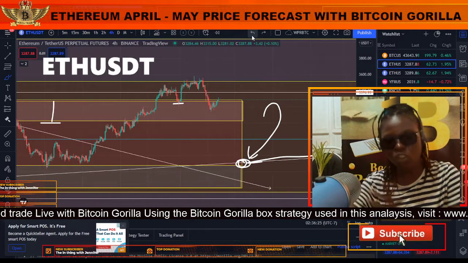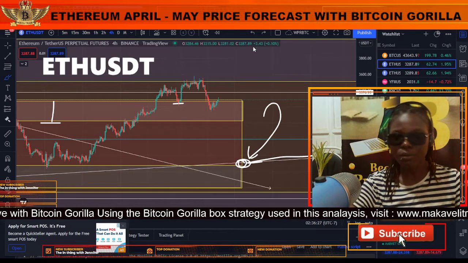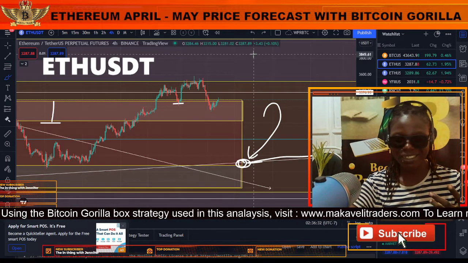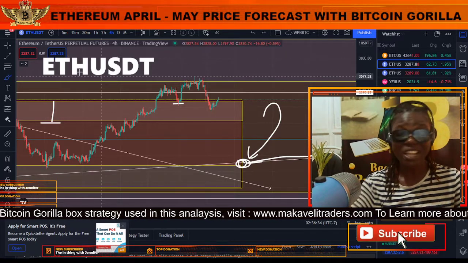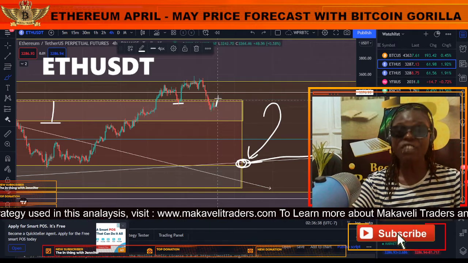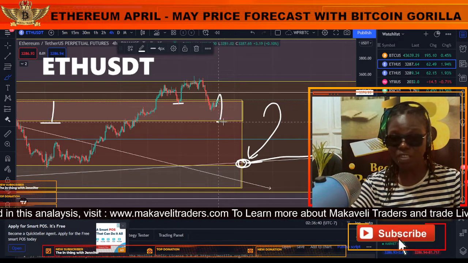So that is the worst case scenario I'm seeing. But what if everything goes well? What if everything works out good? Then the bulls, even if they push them further here, will still not get past this point.